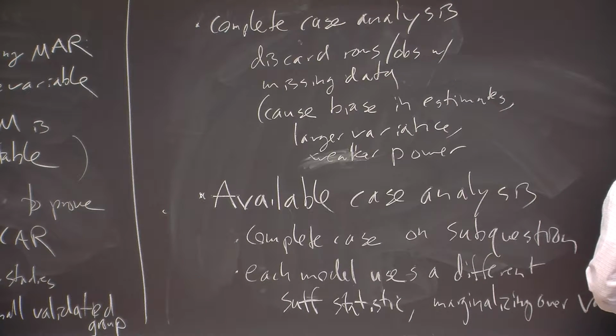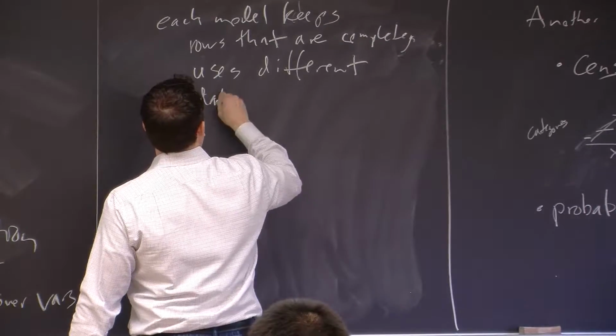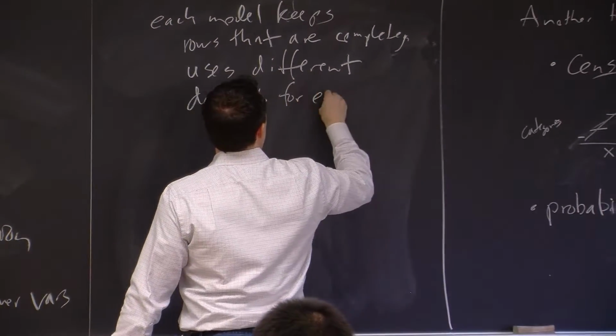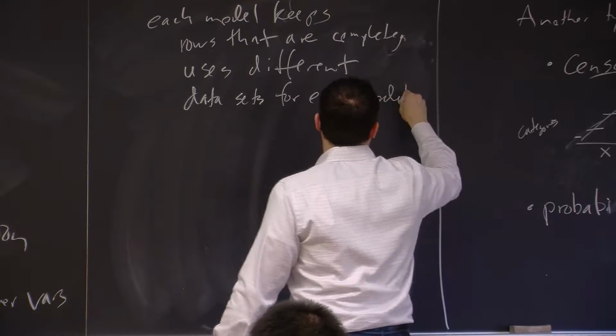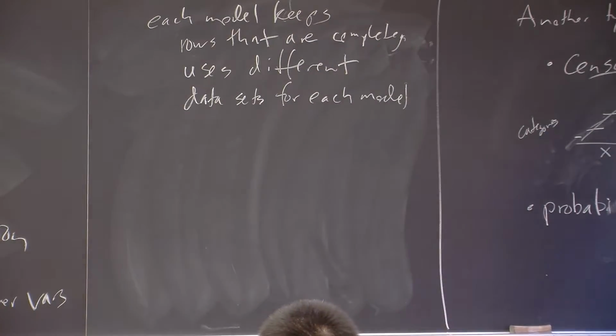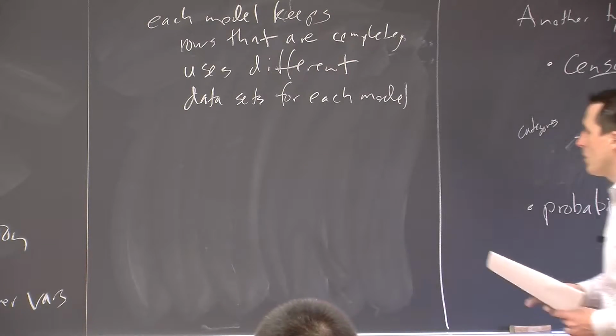And each model keeps the rows or the observations that are complete for its question, and uses different data. So if we're analyzing different models to see which one fits best, and we're doing an available case analysis, it's a bit strange because we're actually using different data sets for each model. And if they're wildly different, then that's sort of awkward. Okay.